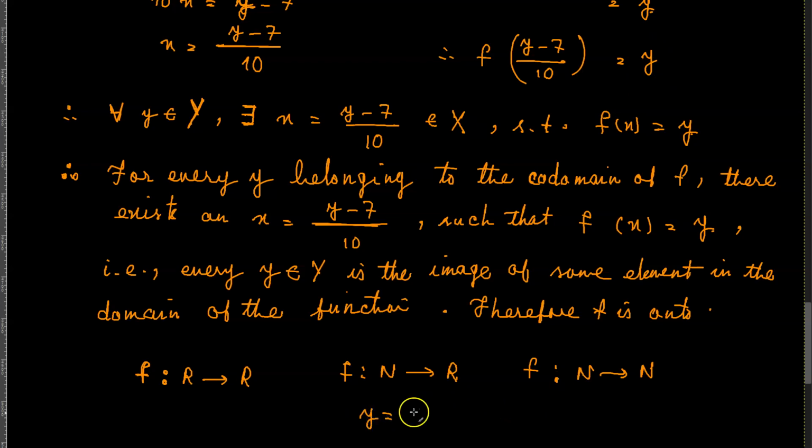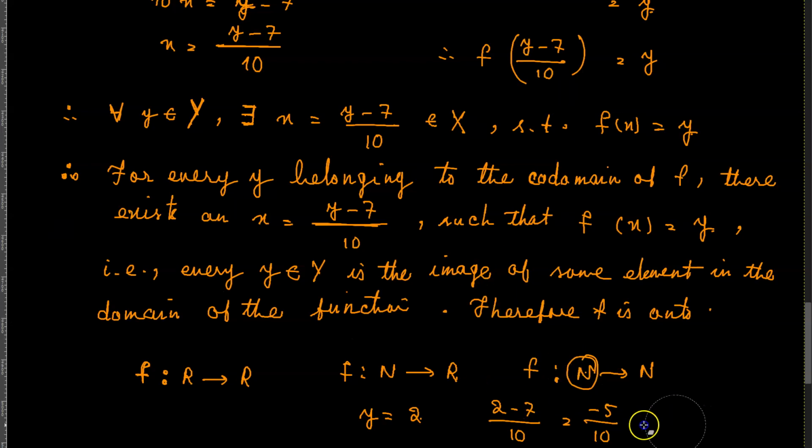because, for example, suppose y was equal to 2. For y equal to 2, you need to have this element in the domain of the function, which is 2 minus 7 divided by 10, which is equal to negative 5 divided by 10, which is equal to negative 1/2, which does not belong to N. Since negative 1/2 does not belong to N, the function would not be onto.